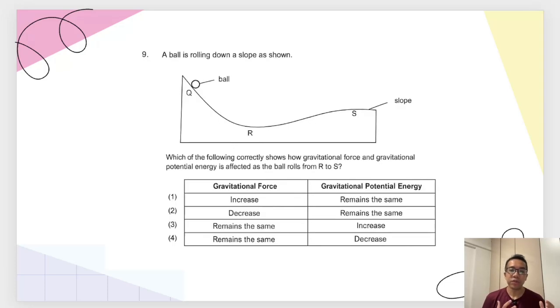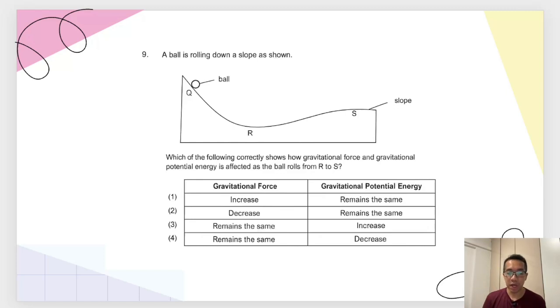Next question requires you to take a look at a ball rolling down the slope, going from point Q, R, and S. And then from there, figure out from point R to S, what are the differences or changes to the gravitational force and the gravitational potential energy. This is a tricky question because sometimes students tend to confuse the two terms, gravitational force and gravitational potential energy.